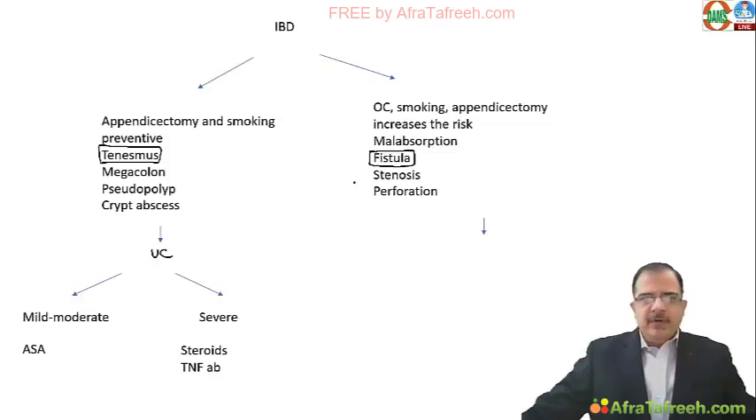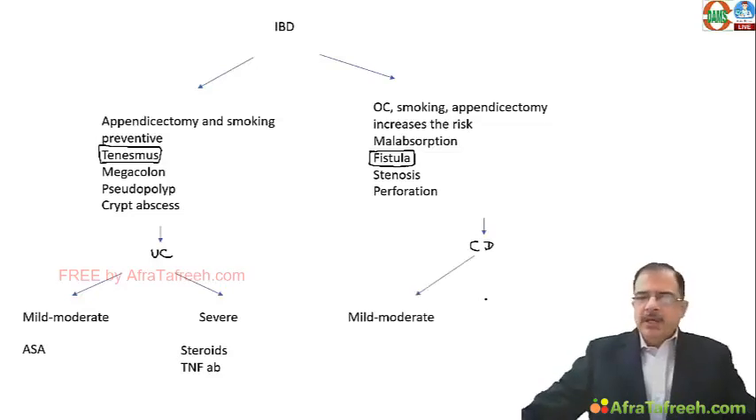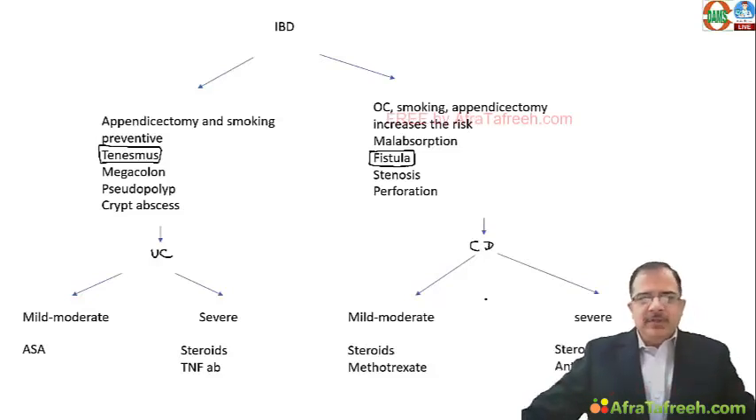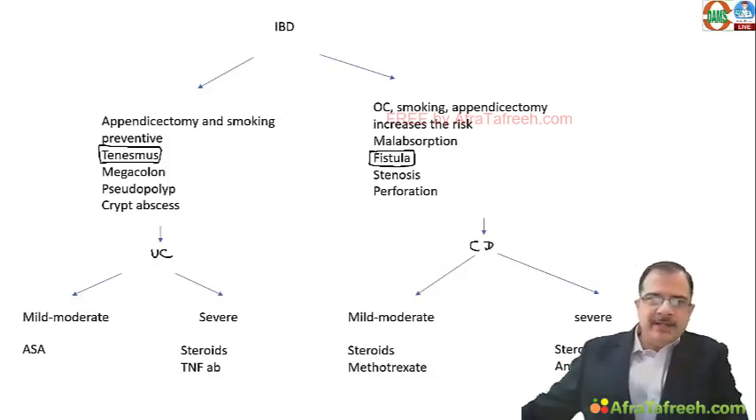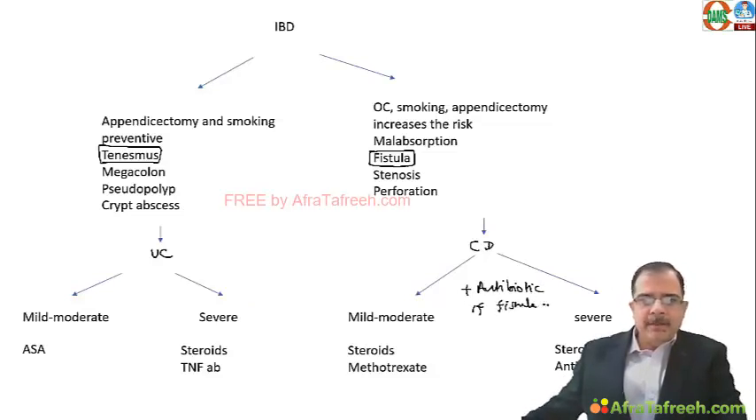Stenosis will be there, perforation also will be there. So this is a case of Crohn's disease, CD. For treatment, in mild to moderate cases, steroid and methotrexate are the mainstay. In the acute management, remember ASA has no role for Crohn's disease. So give steroid and methotrexate for unresponsive cases. While for severe cases, we give steroids along with antibodies, and if fistula is positive in Crohn's disease, then add antibiotics. So antibiotics are given in any stage if fistula is positive.